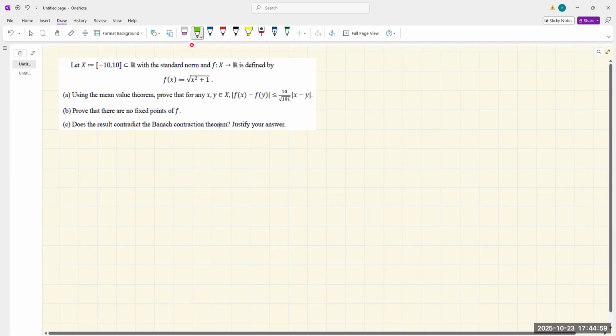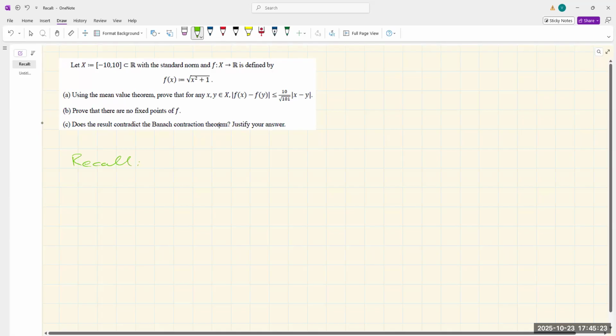Okay, so the first thing is we want to recall a couple of things. First of all, what is the fixed point? What is the contraction mapping theorem? And what is the mean value theorem? Okay, so maybe we should start there because it's talking about mean value theorem. So recall.